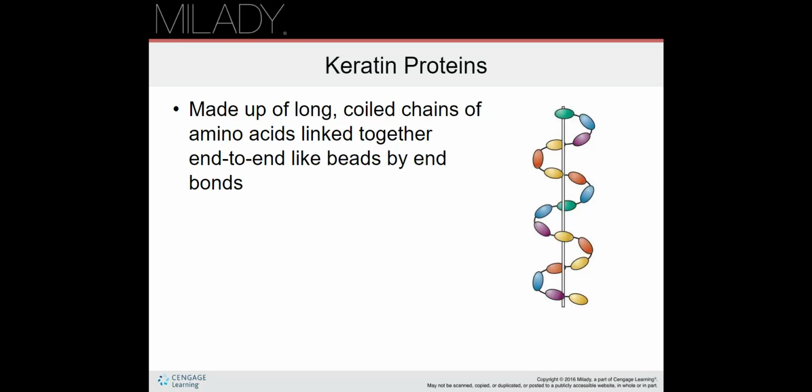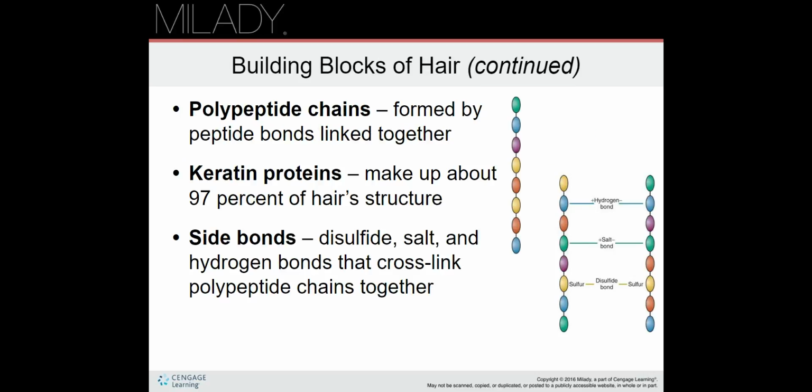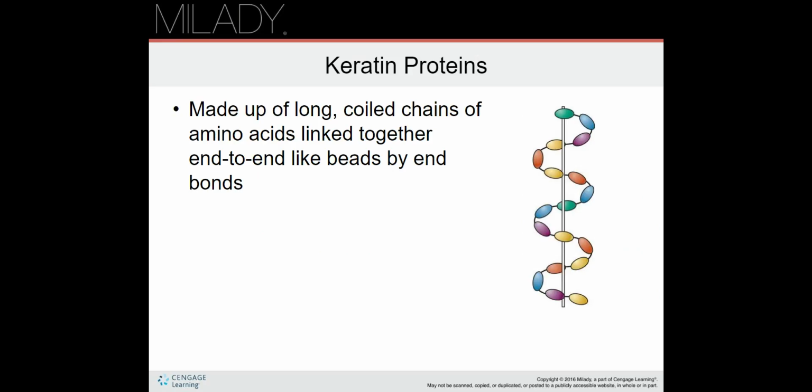And then we have keratin proteins. So in the last one, we talked about keratin proteins, but here we're going to talk a little more. They're made up of long coiled chains of amino acids that are linked together end to end like beads by the end bonds. Okay, so the keratin proteins, you can see them there.